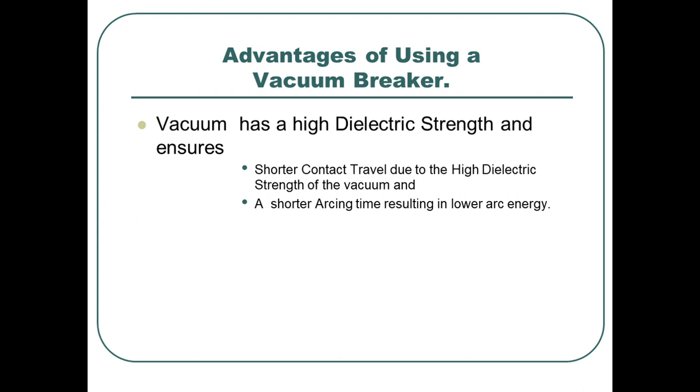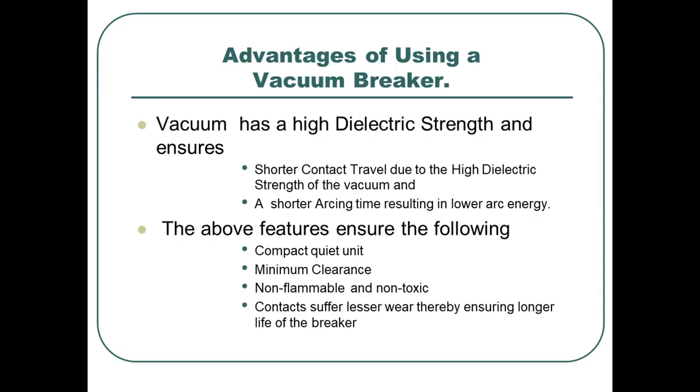What are the advantages? Why are we using this vacuum circuit breaker? Vacuum has a high dielectric strength and ensures a shorter contact travel, and a shorter arcing time, resulting in lower arc energy. The above features ensure the following: compact, quiet unit, minimum clearance, non-flammable and non-toxic. Contacts suffer lesser wear, thereby ensuring longer life of the breaker.